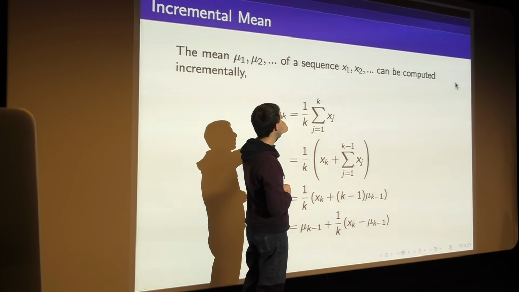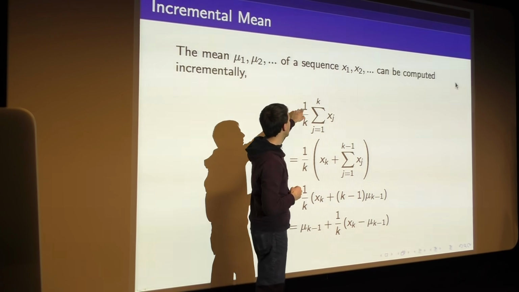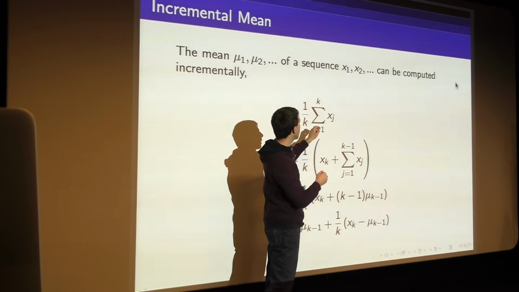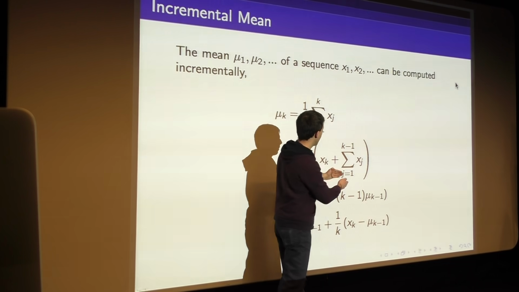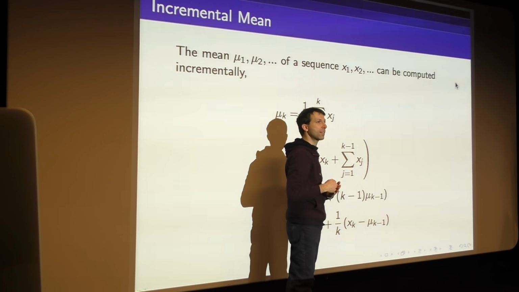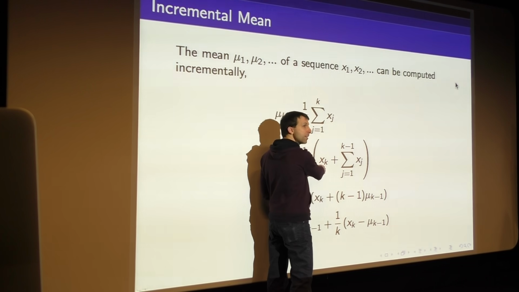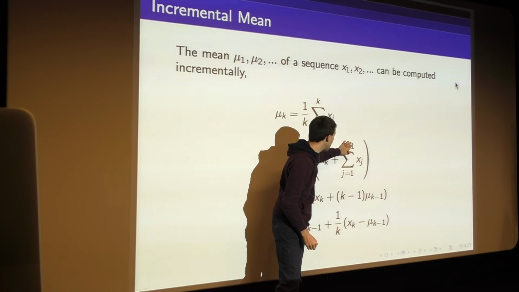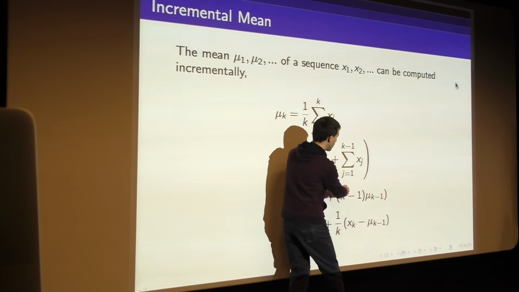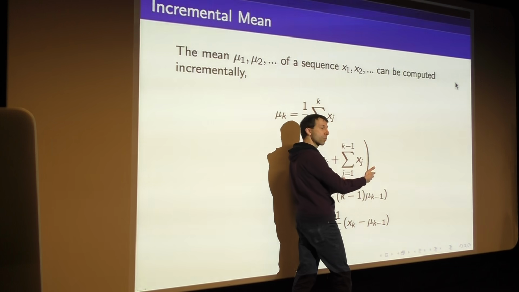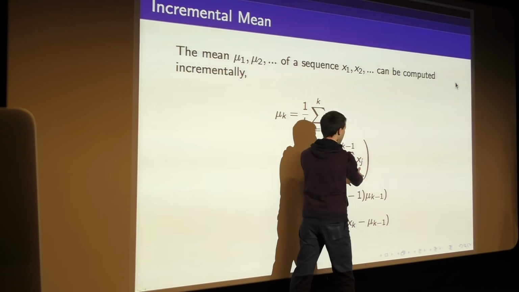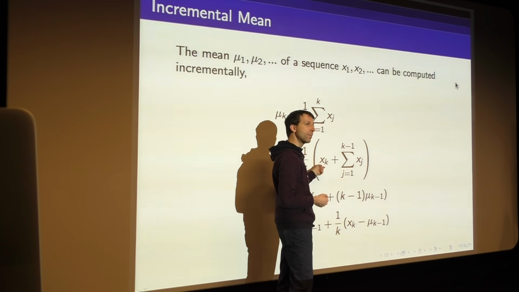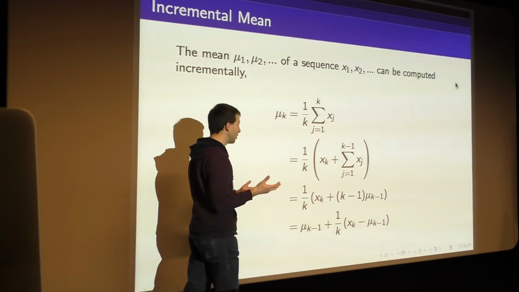Very briefly, if the mean of k elements is just 1 over k of the sum of those elements, we can split this sum into a sum up to k minus 1, the previous k minus 1 elements, plus the kth element. Then we observe that this sum is k minus 1 times the mean up to k minus 1. So you take your previous mean, multiply it by k minus 1, add on your new element, and divide by k again. That gives you your new mean.